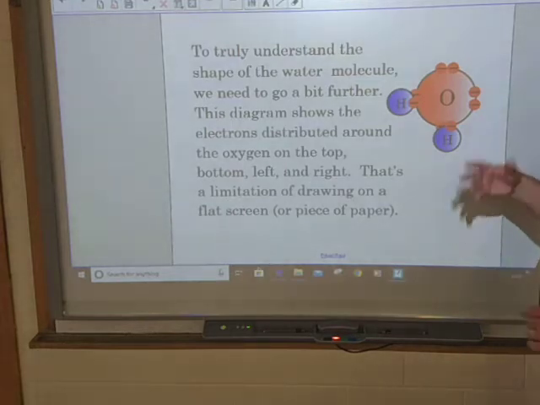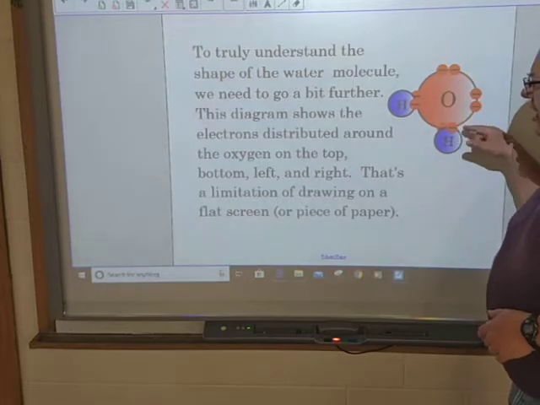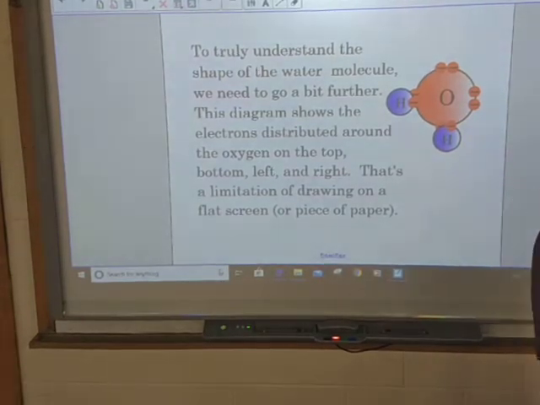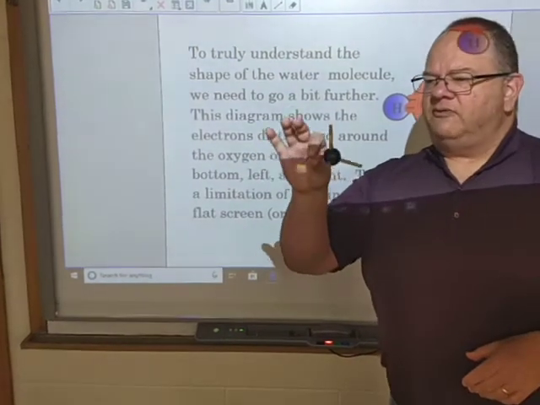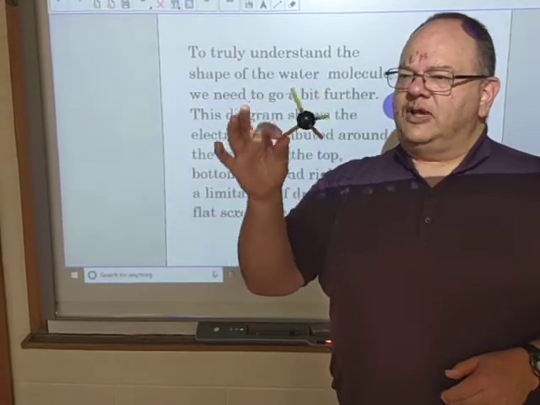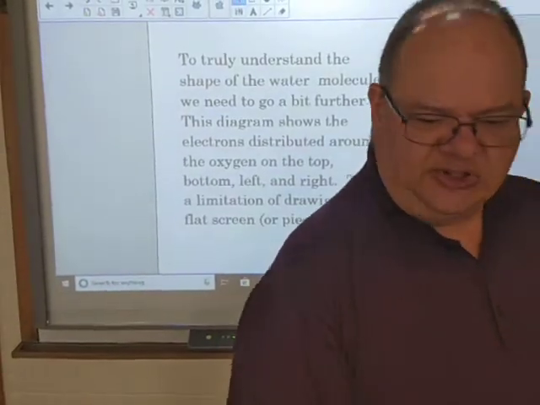So on the board, when I want 4 pairs of electrons, I draw them on top, bottom, left, and right. But really, 4 pairs of electrons, let me show you a model here. Really, 4 pairs of electrons don't go top, bottom, left, right. They go towards the corners. Let me show you this.